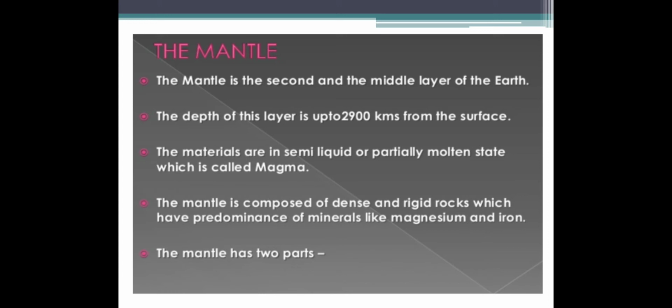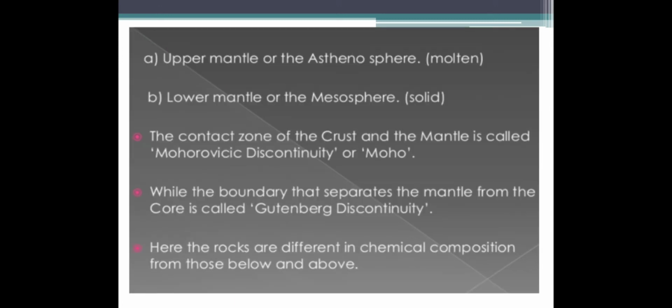The mantle is composed of dense and rigid rocks which have a predominance of minerals like magnesium and iron. So we find in this part of the earth magnesium and iron. Then the mantle has two parts. The first part is the upper mantle or asthenosphere. You need not worry about the word asthenosphere. You should remember the upper mantle, that is molten, and the lower mantle or the mesosphere, which is solid.